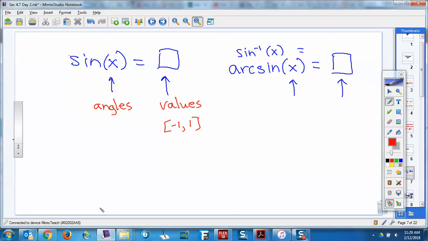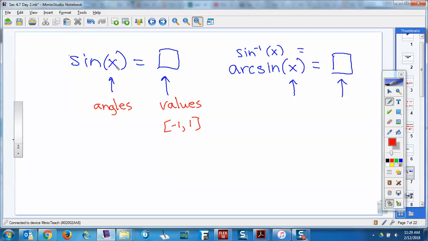So it's very important that we understand, probably the most important thing in dealing with these inverse functions, what kind of thing goes in and what kind of thing comes out of these functions. If you keep this straight, it's going to be a big help to you. Okay, so let's look at the basic sine function that we've always worked with and are comfortable with.